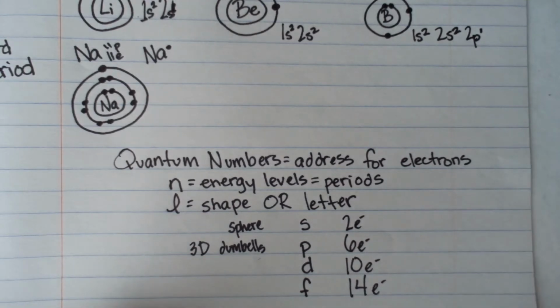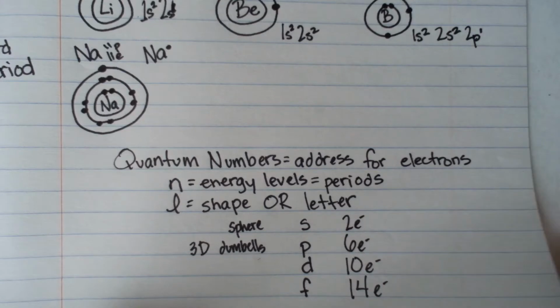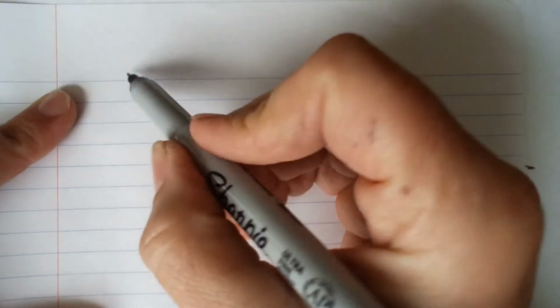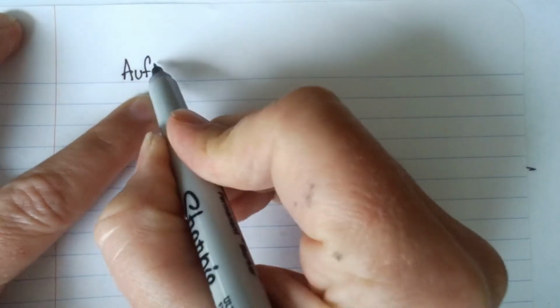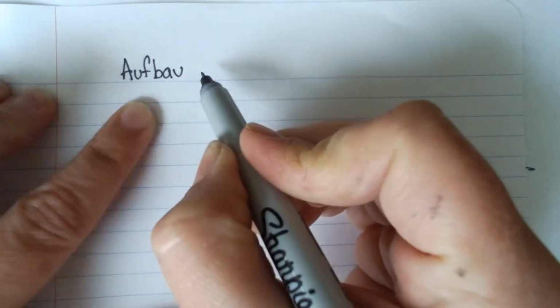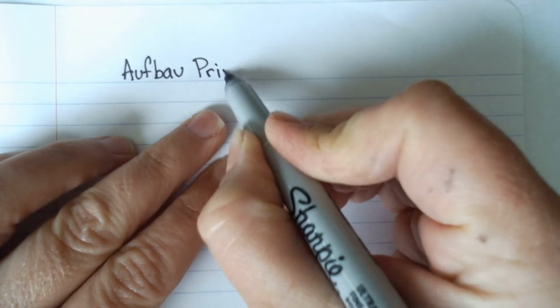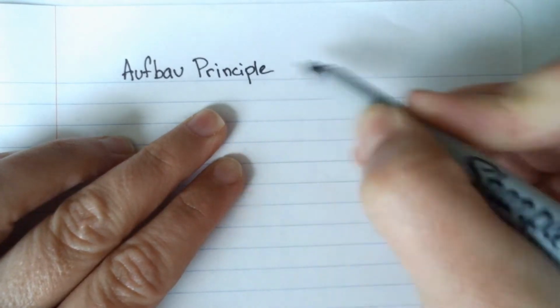I'm going to give the Aufbau principle a whole new page, so I'd like for you to do the same. I'm going to flip that page over, and we're going to title this page the Aufbau principle, or the diagonal rule, which is what this is called. Aufbau is kind of a funny spelled word. Aufbau principle. It is the scientist who figured out this diagonal rule.